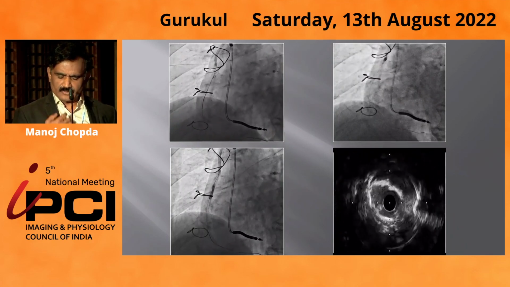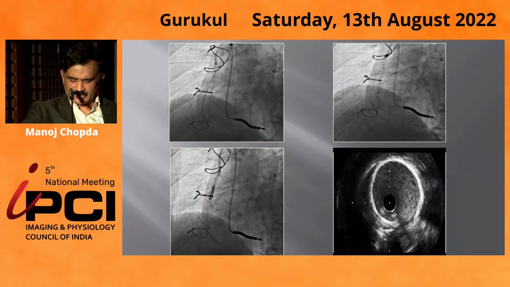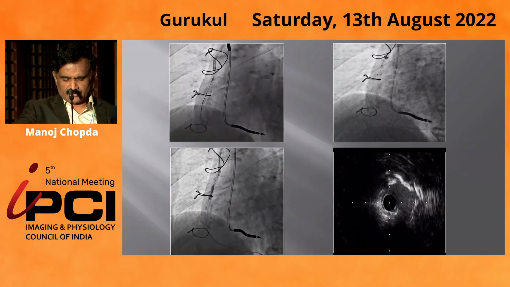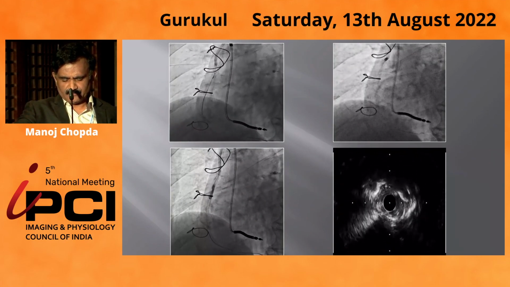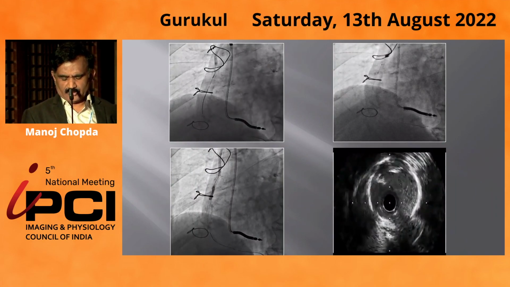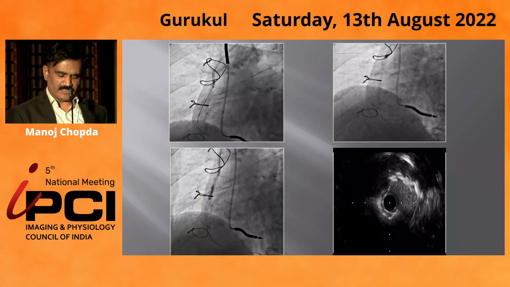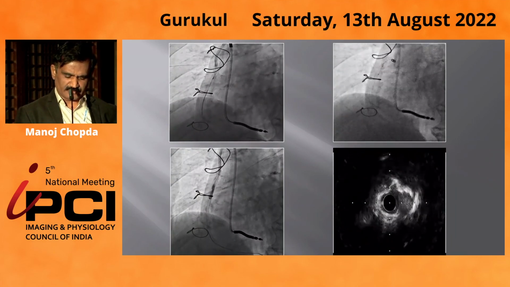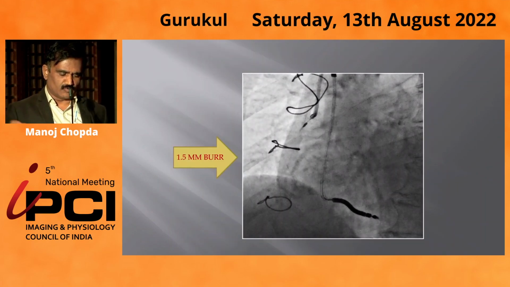And here we did an IVUS, and you can see there was a 360-degree arc of calcium, with nodules and the superficial and the deep calcium which was seen. So in view of this superficial and deep calcium and the luminal area almost less than 1 millimeter square, we decided that we will do a rota.